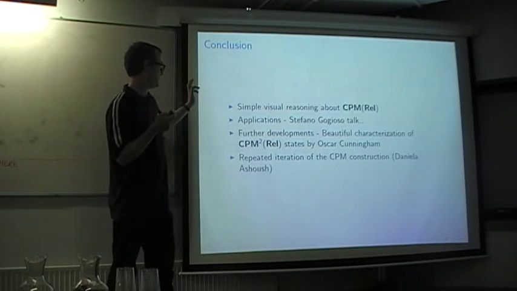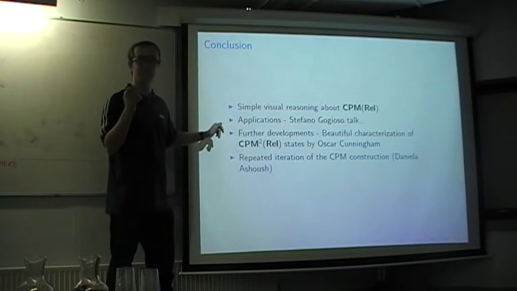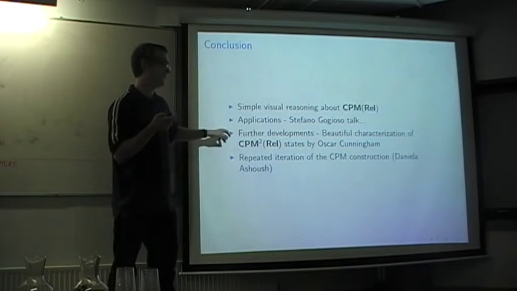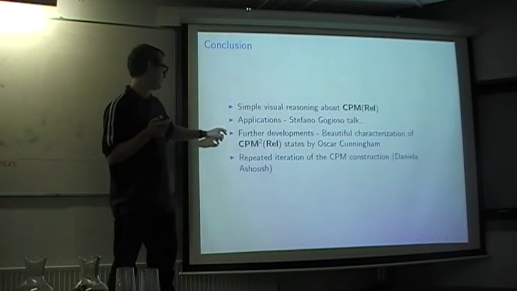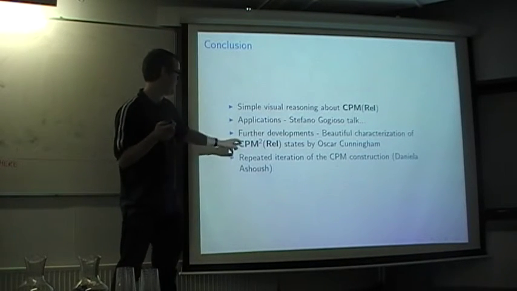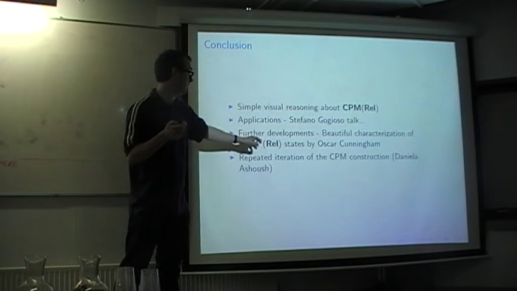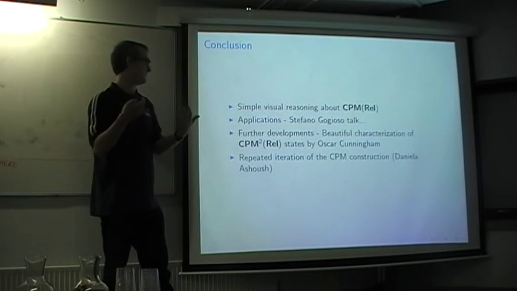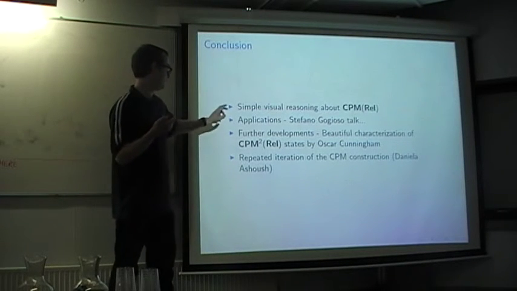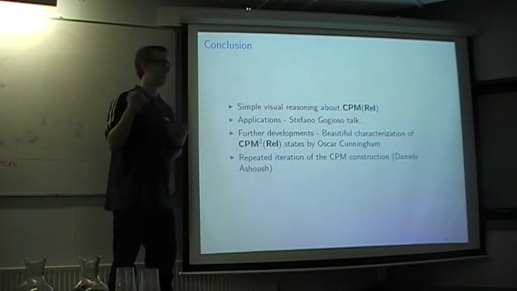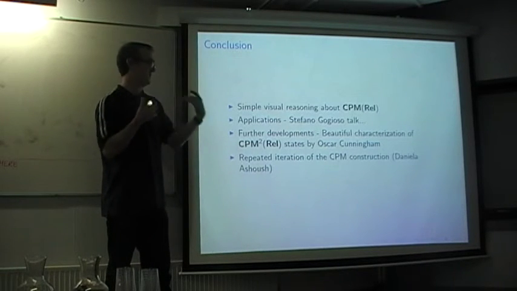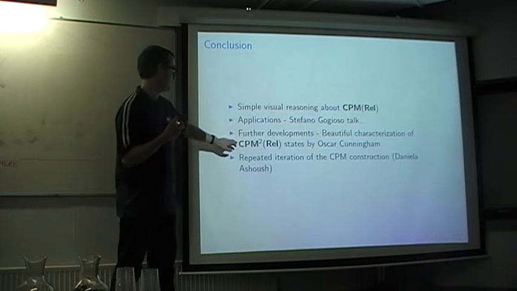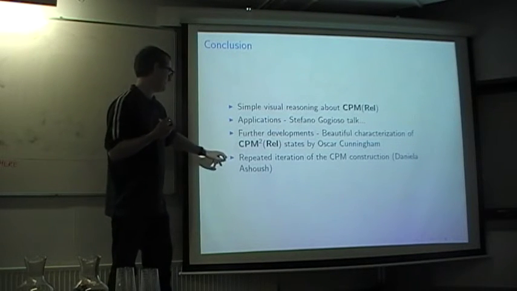In terms of applications, see Stefano's talk in a minute or so's time. Oscar, who's around somewhere over here, has got rather a beautiful characterization of states in CP squared REL by considering coloured graphs. So this perspective of thinking of these things as graphs seems to be useful. And the reason you might be interested in this is because, as we mentioned earlier, for linguistics, there were at least two different reasons to think about mixing things together. So interest in iterating this construction is then motivated by that.